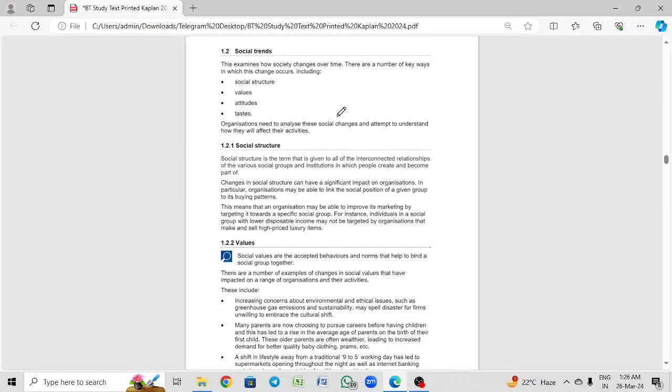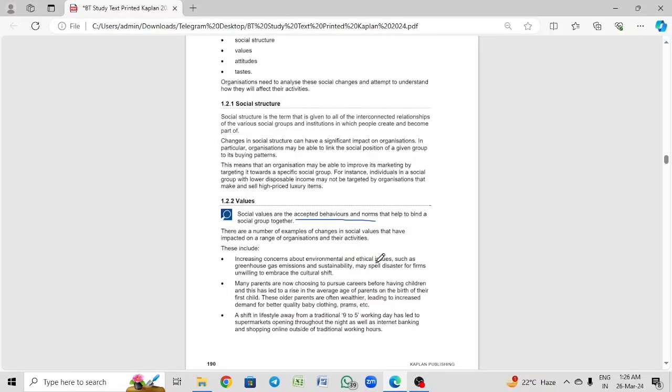The values, what are the values? Values are the accepted behaviors and the norms. Whether people prefer a very subtle 9 to 5 life, or they prefer new things and new changes, or whether they prefer companies which cause less environmental pollution. These are the ethics and the accepted norms which people prefer.